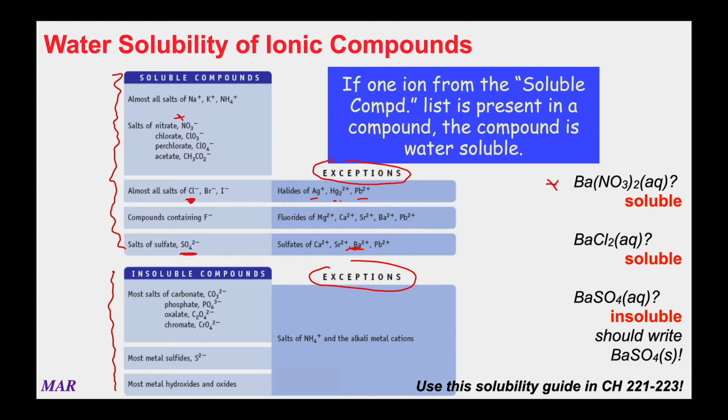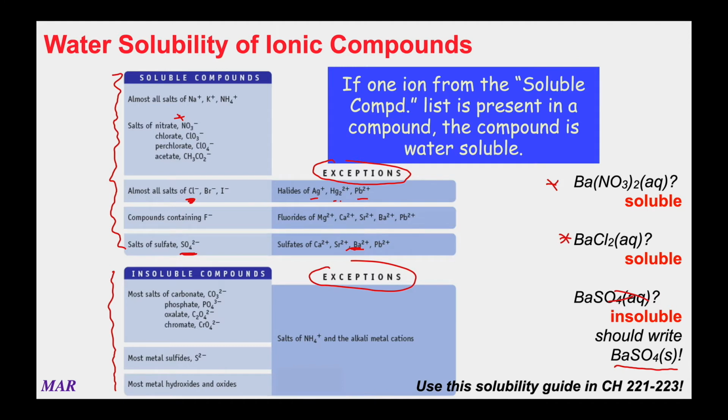The first two we looked at, barium nitrate and barium chloride, those are aqueous. They are soluble, all right? But that last one, barium sulfate, it is not soluble. So you would not write it BaSO4 AQ, you would write it as BaSO4 solid. Barium sulfate does not dissolve well in water.